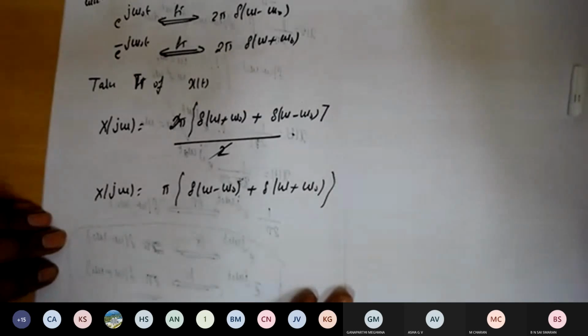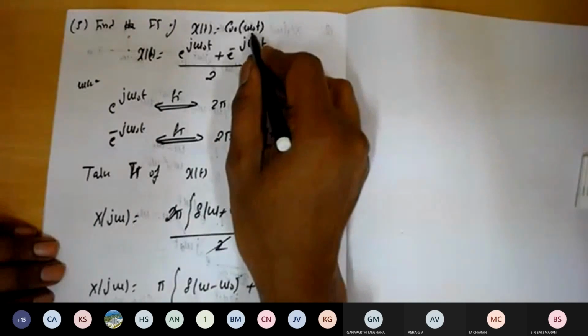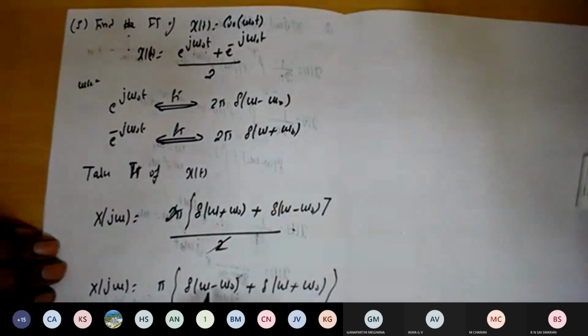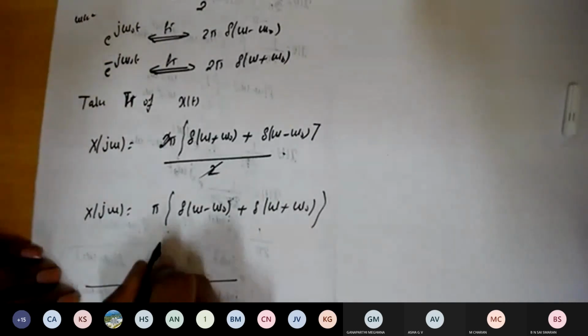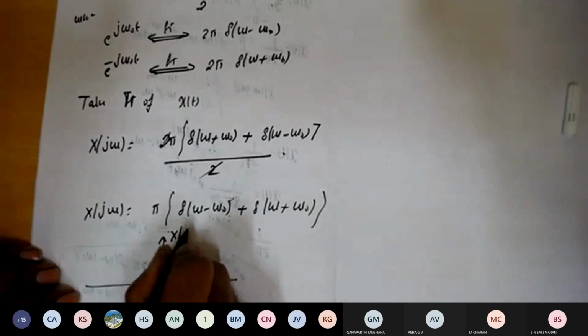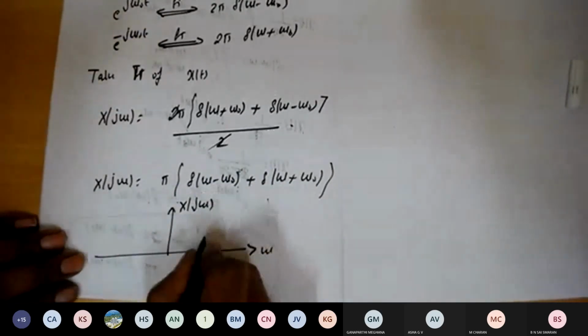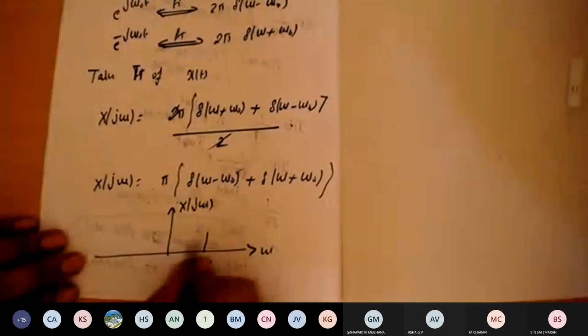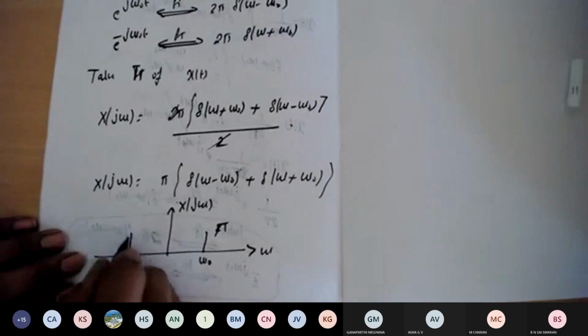So you can observe one important thing. In the signal cos omega naught t, the angular frequency of the signal is omega naught. So when I take the Fourier transform, I'm going to get the spectrum at plus omega naught in the positive frequency and at minus omega naught in the negative frequency. If I plot the magnitude response, it will be like this. So this is X of j omega with respect to the omega axis. This one can be plotted at omega equal to omega naught, where the value is pi, and at omega equal to minus omega naught, the value is also pi.